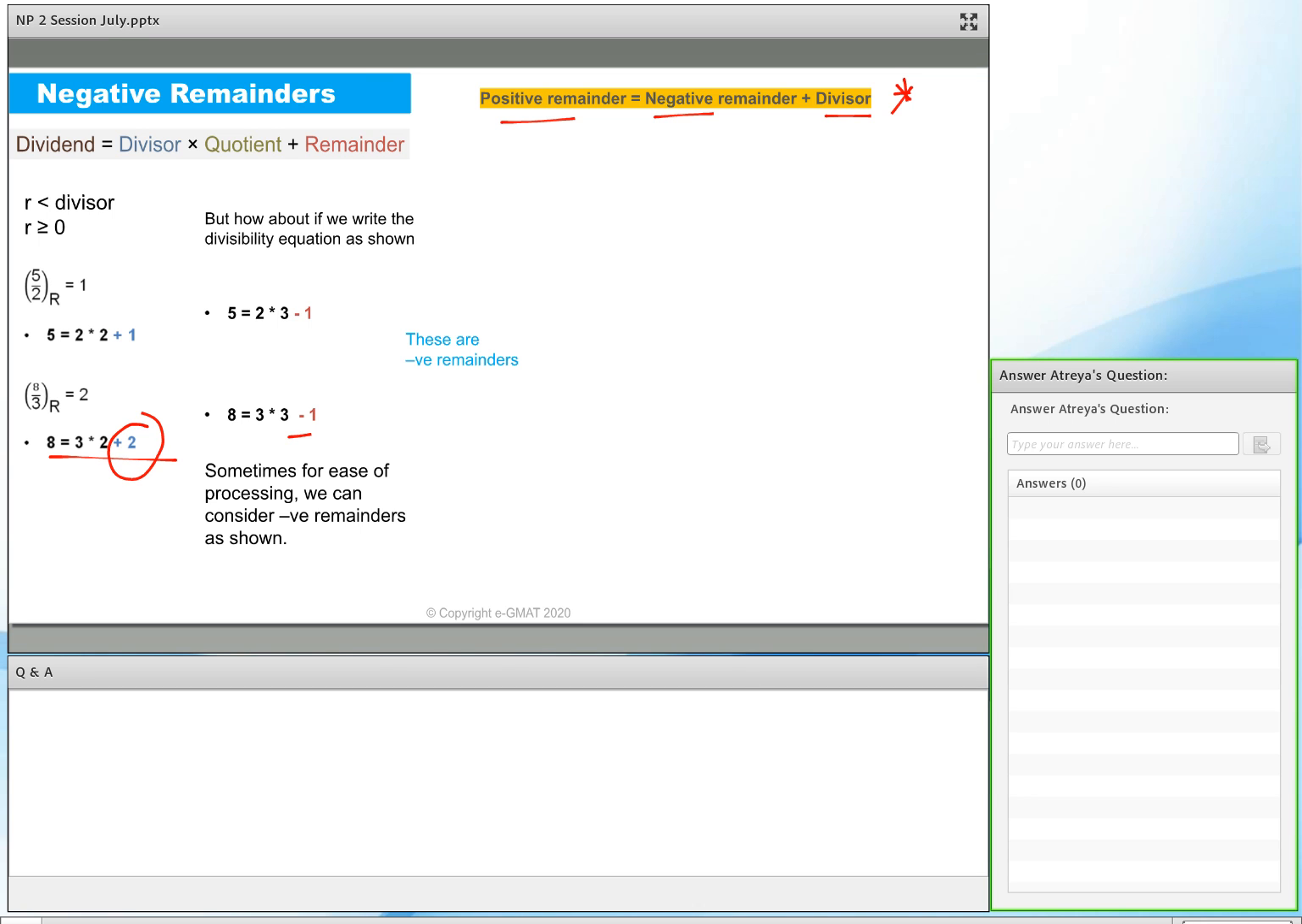Now, let's consider the first case. What is the positive remainder? Plus 1. What is the divisor? 2. So, I have 1 over here is equal to some number I do not know plus 2. So, we take the 2 to the left hand side. I get the value of this question mark to be equal to minus 1. This is my negative remainder.